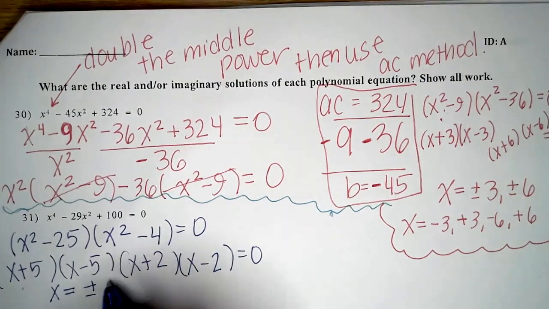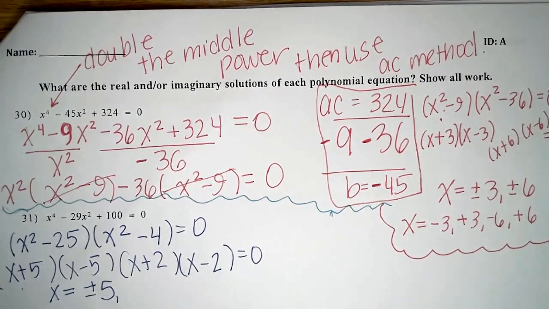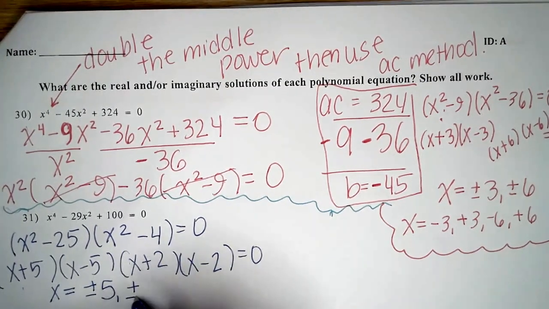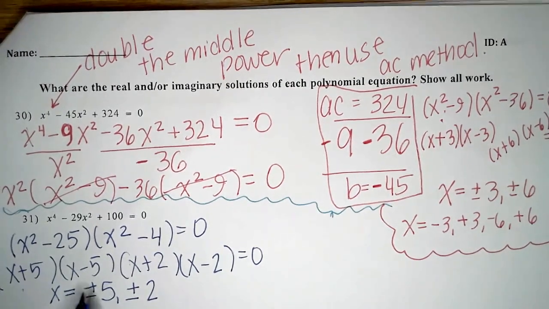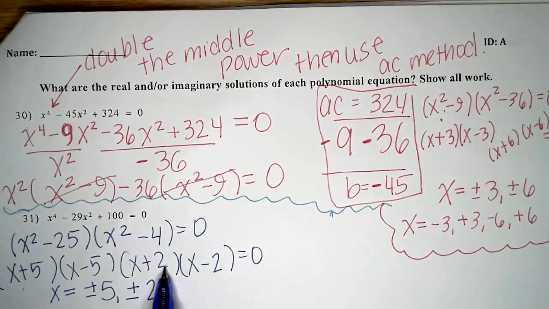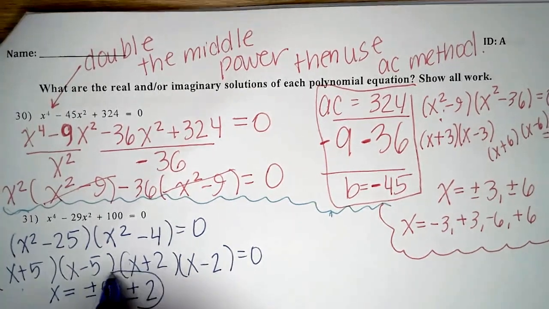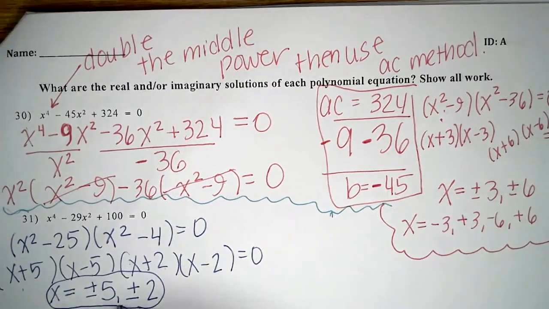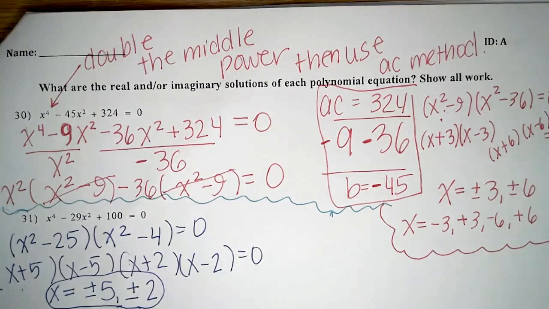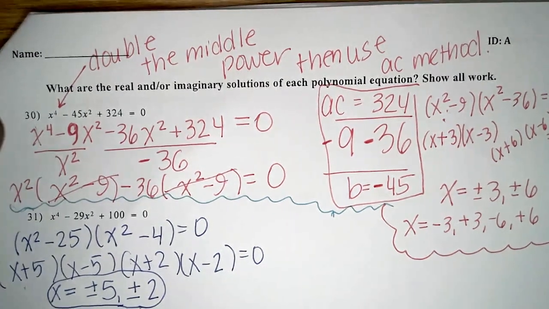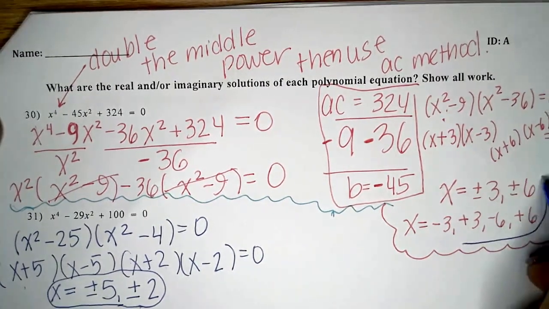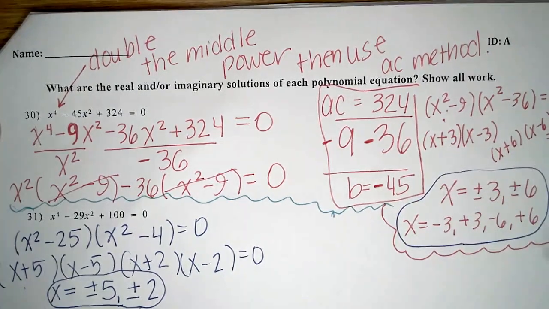Emerson, what are my answers for number 31? Positive and negative 5, we'll get 1 of each. And? 1 of each. Good. We'll get a positive and negative 5, and we'll get a positive and negative 2. Now, what was the biggest exponent in number 31? 4. And how many answers did we get? 4. Good. 30, same thing, right? Biggest power is 4, and we got 4 answers. That's not all the time, but a lot of the time, okay?